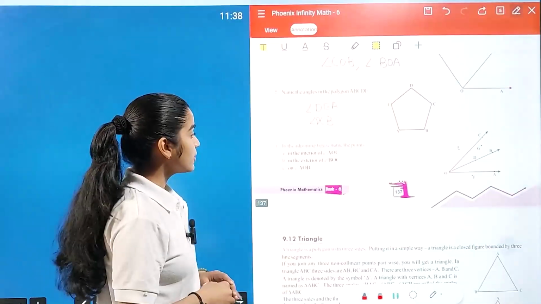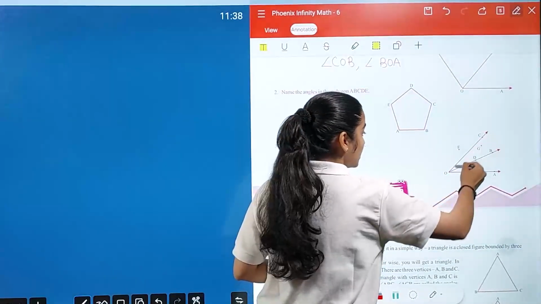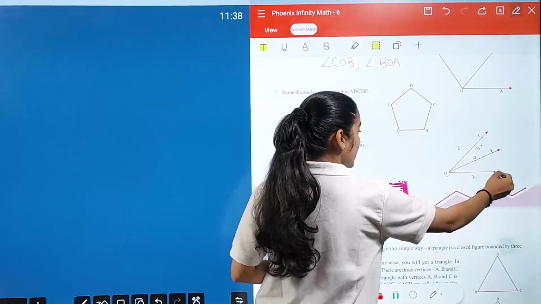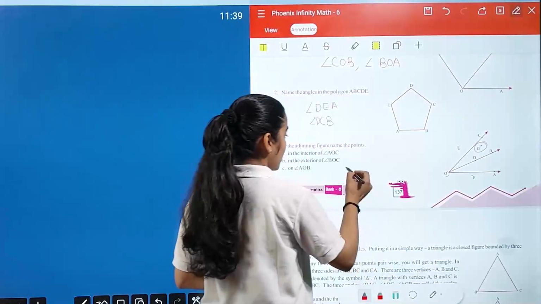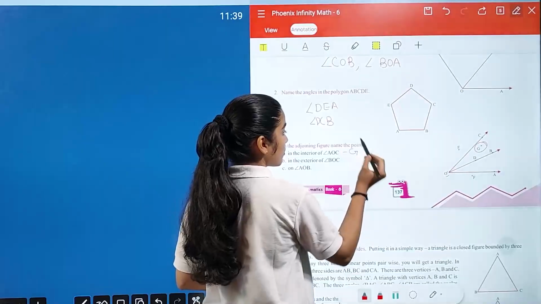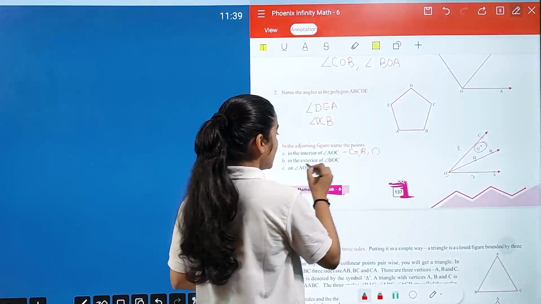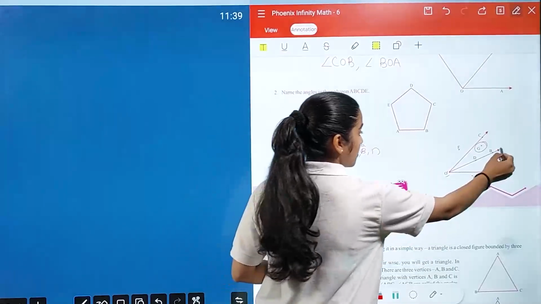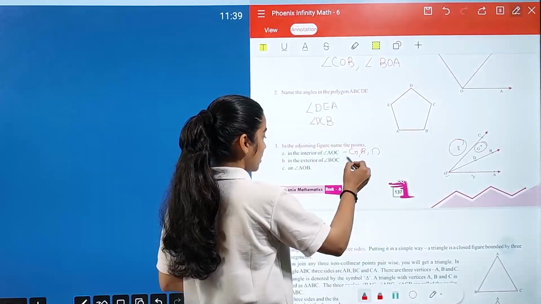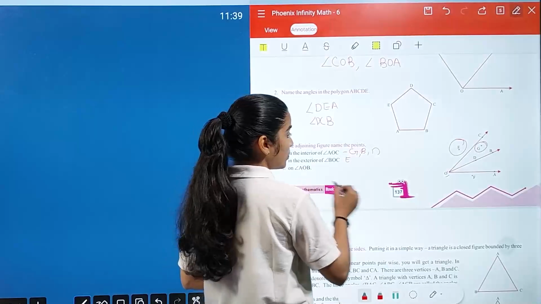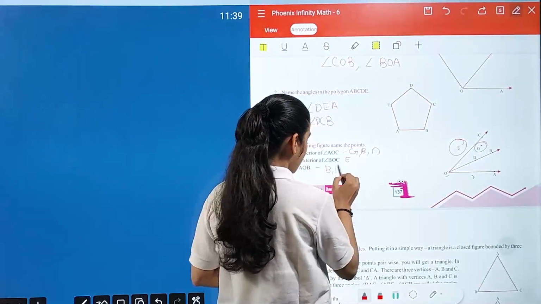In the adjoining figure, name the points in the interior of angle AOC. So in the interior of angle AOC, G. B is also in the interior of AOC. You can mention B and D as well. In the exterior of BOC, we have E. On angle AOB, we have B and D.